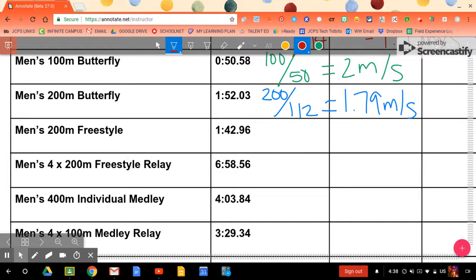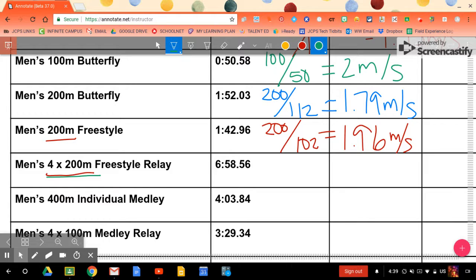So in order to do that, we take the 200 meters, which is right over here, divided by, again, we have a minute and 42 seconds. So 60 seconds plus 42 is going to give you 102. So you're going 1.96 meters per second.